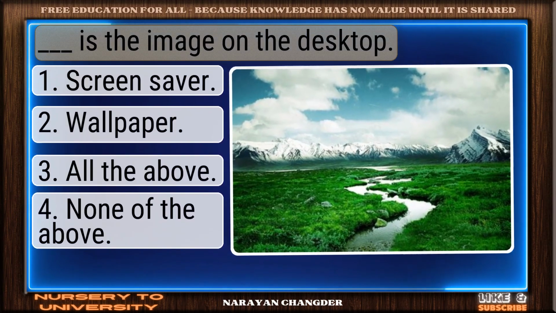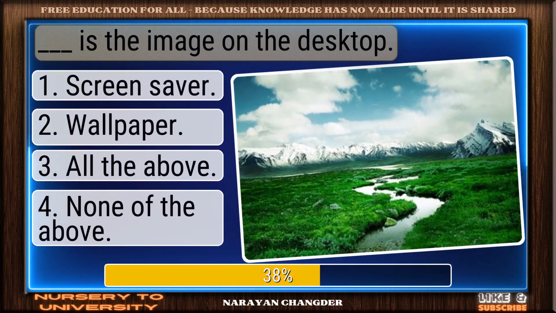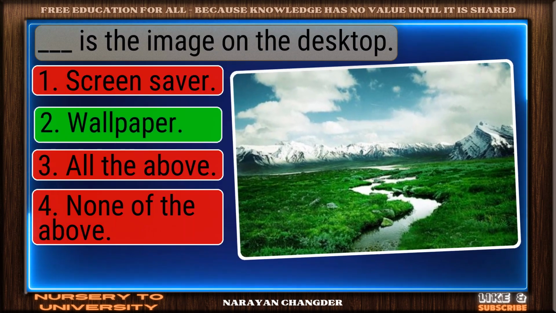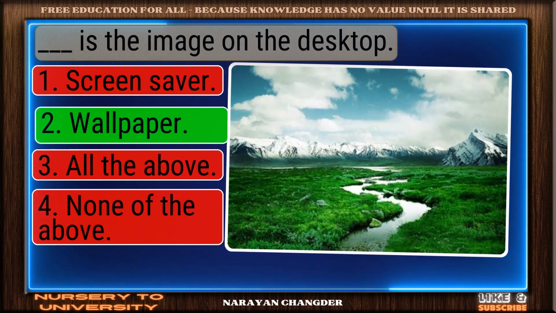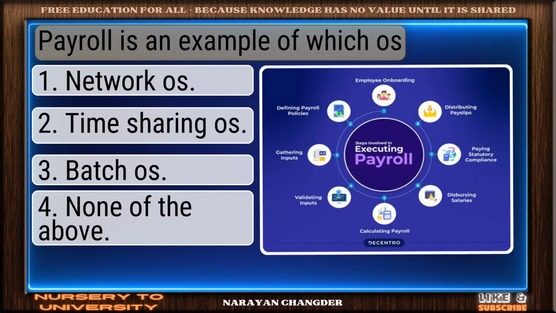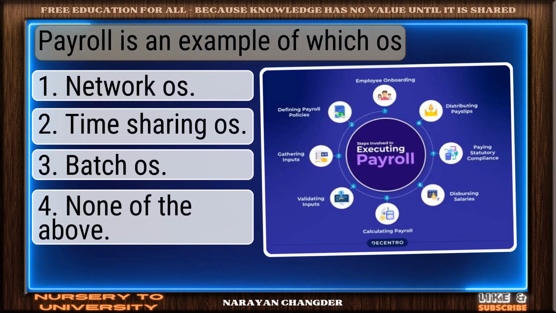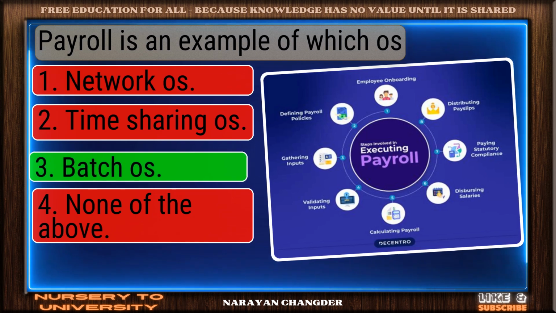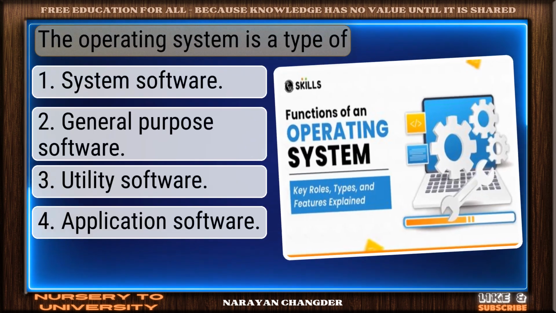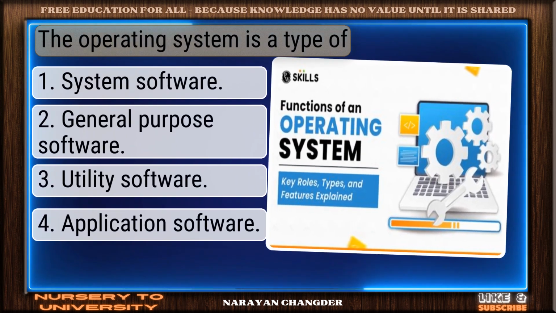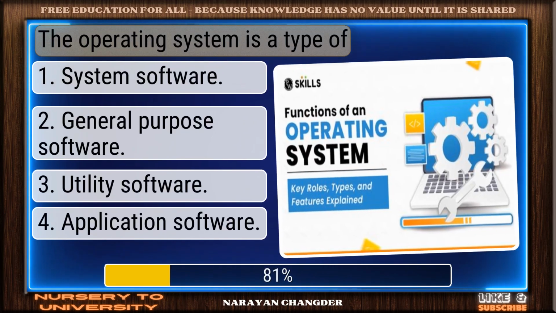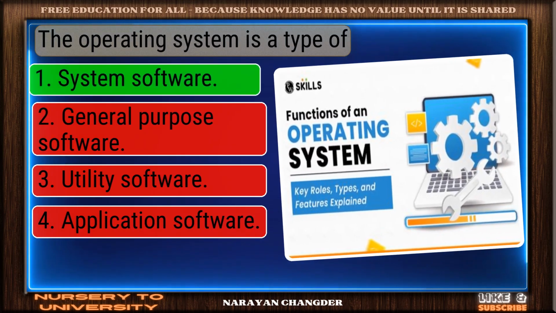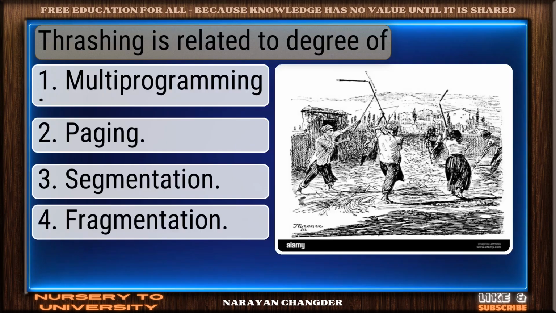Dash is the image on the desktop. Clear logic. Your choice, wallpaper, is sound and 100% true. Payroll is an example of which OS? Valid point. Batch OS is the operating system type. Great job. System software is the accurate answer.